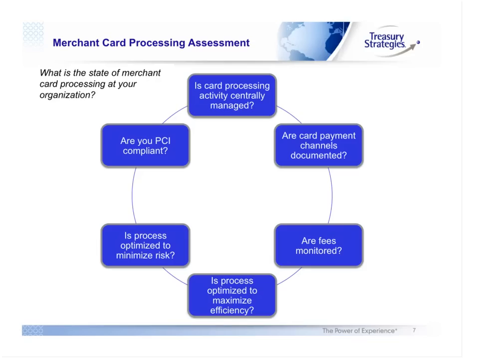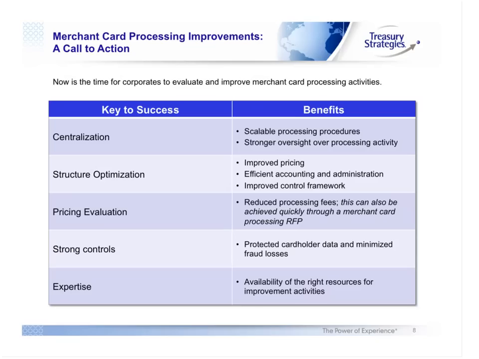And finally, and this is the big media event right now, are you PCI compliant? That has always been important. It's important enough that Steve Wiley will be devoting an entire segment of this webinar to that topic. So the call to action around merchant card processing improvements is to recognize that there are about 5 keys to success. The first is centralization. Centralization permits you to have scalable processing procedures, which are aligned with best practices. It allows you to have stronger oversight over processing activity.